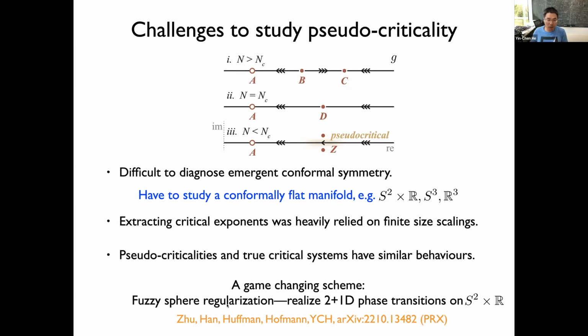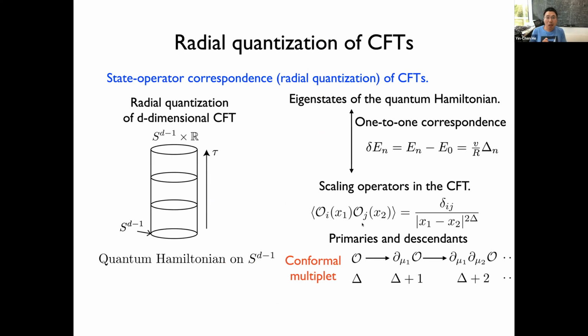Okay, but what comes to the rescue is what we call the fuzzy sphere regularization. One punchline for this type of regularization is that it realizes the 2+1D phase transitions on the S2 times R geometry, which is a conformally flat manifold. And more importantly, on this geometry, what we can get is the so-called radial quantization of the CFT, also called the state-operator correspondence of CFT.